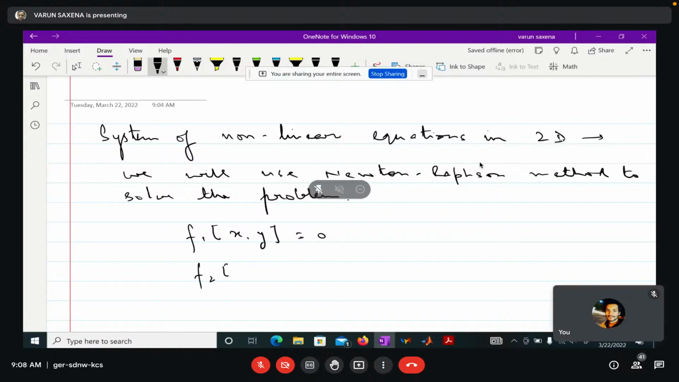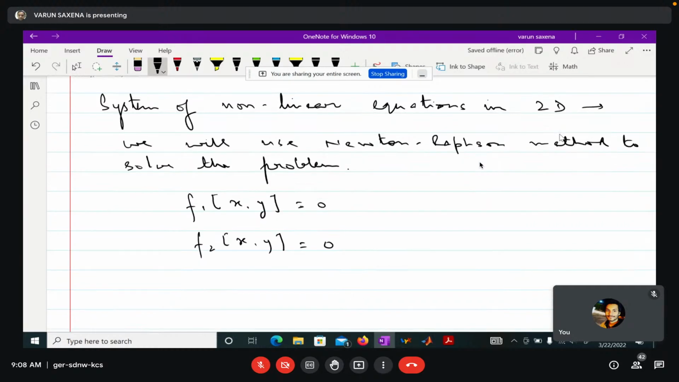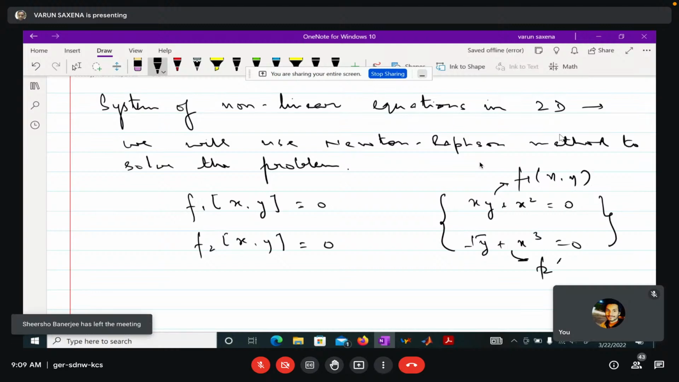The equation is f2, which is a function of x and y, and that is equal to 0. So this could be anything, right? I mean, you could have something like xy plus x squared is equal to 0, or you could have a square root plus x cubed. Just an example. I don't know whether a solution will exist for this equation or not, but I just want to tell you that this would be something like f1(x, y), and this could be something like f2(x, y), and this is hypothetical.